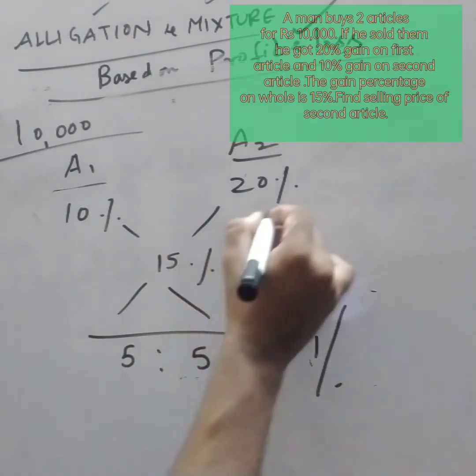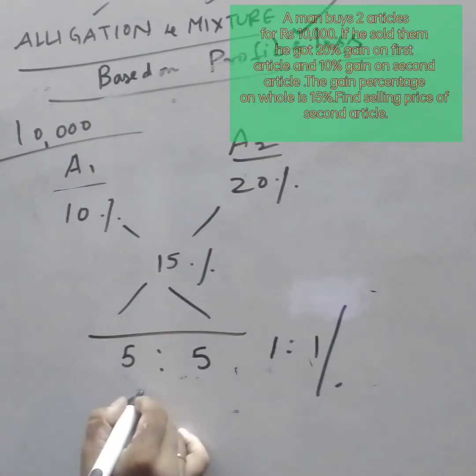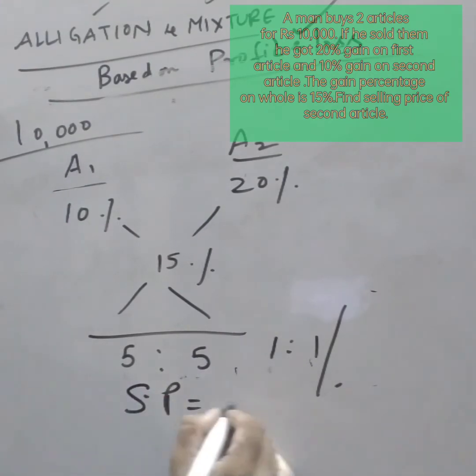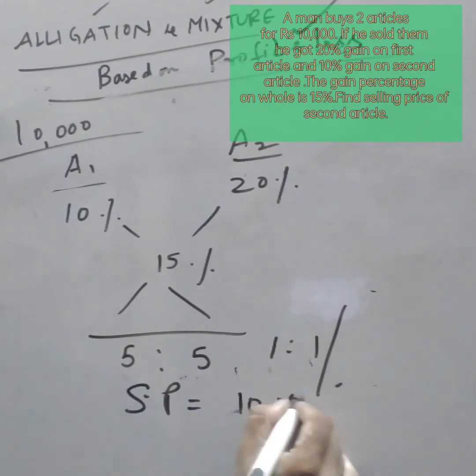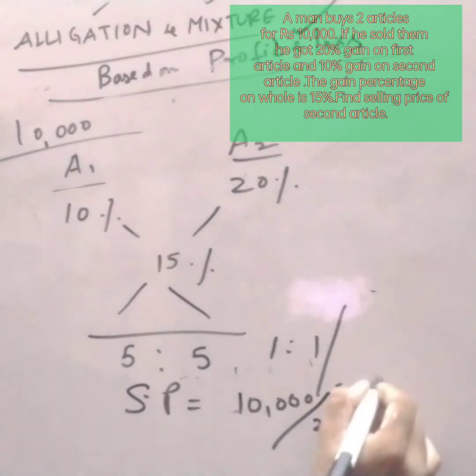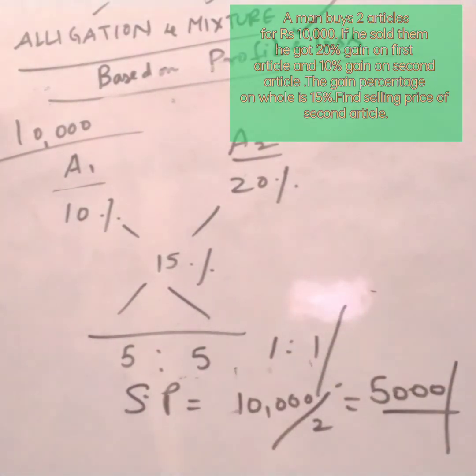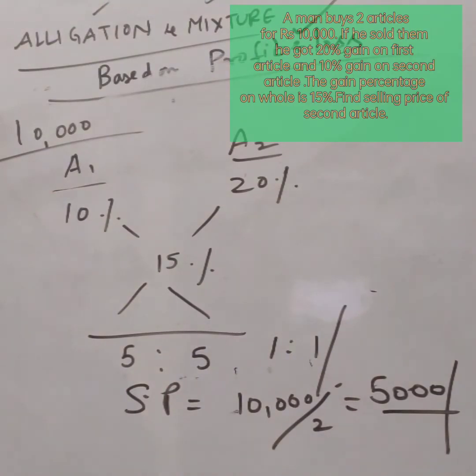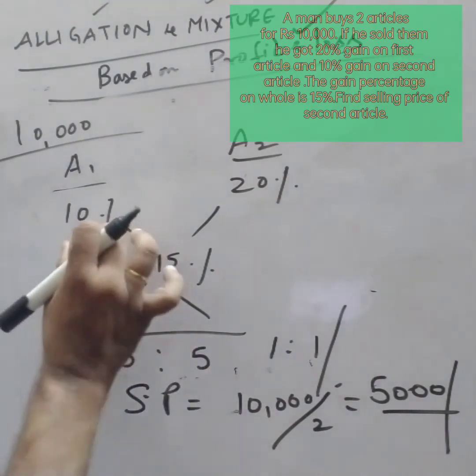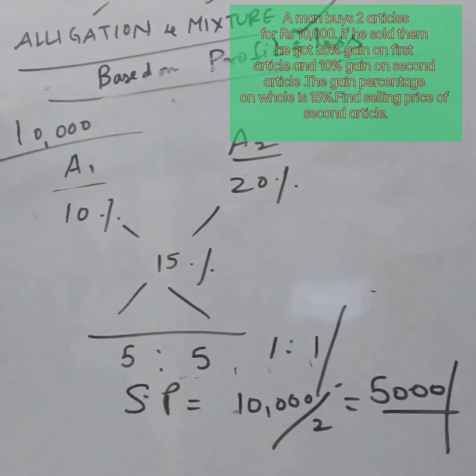So what is the question now? What is the selling price? Selling price of the second article. Selling price is equal to 10,000 rupees by 2, that is 5,000 rupees each article. So here also, we are just forming a ratio. So this is the basic model.